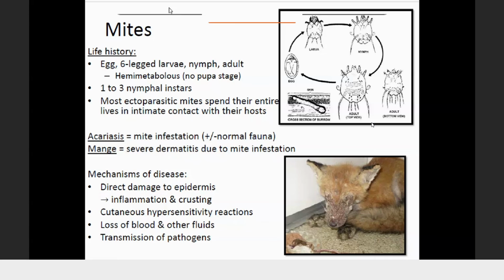It can also cause a cutaneous hypersensitivity reaction, and it can cause loss of blood and other fluids. Okay. And it can also transmit some pathogens.